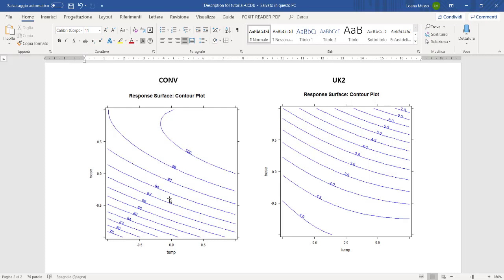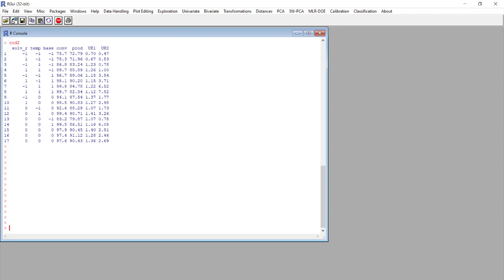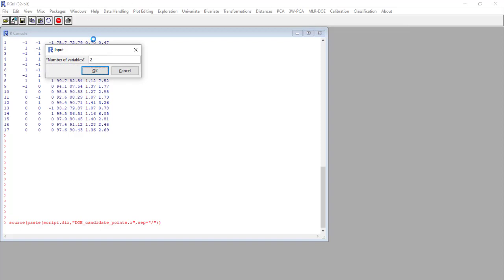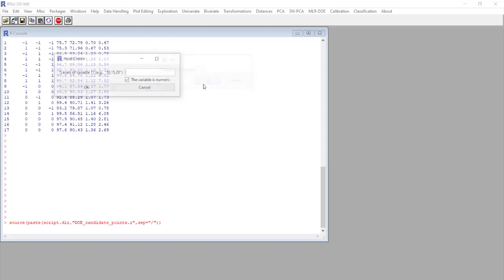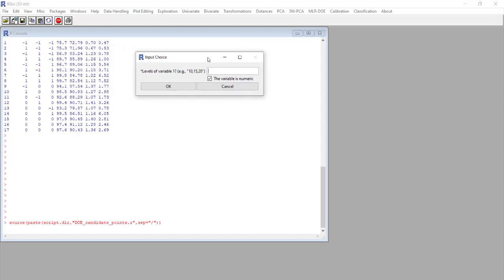Essentially we'll generate a grid of candidate points and we'll perform a prediction of the different responses in all these points. So we go in CAT and we use the grid generation function that we find in the MLR2 tab. Grid generation, we have to select the number of variables, that in this case is 3, solvent, temperature and base, as we know. We give OK. We now have to input the levels of each variable that we want to consider for the candidate points. The first variable is solvent. From the models we saw that this variable has not a significant influence on the outcome of the process, and so we select to have a single level for this variable and we set it at 0.